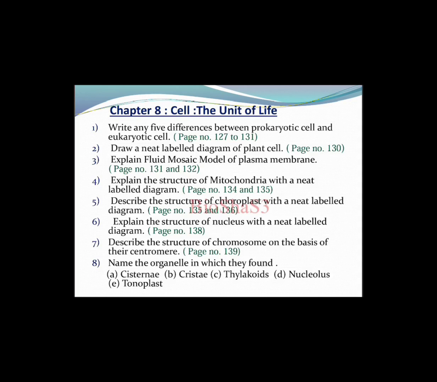You have to write the 3 points. So here there will be a 2 plus 3 distribution of marks, 2 for your diagram and 3 marks for your explanation. Then the fourth question: explain the structure of mitochondria with a neat labeled diagram.